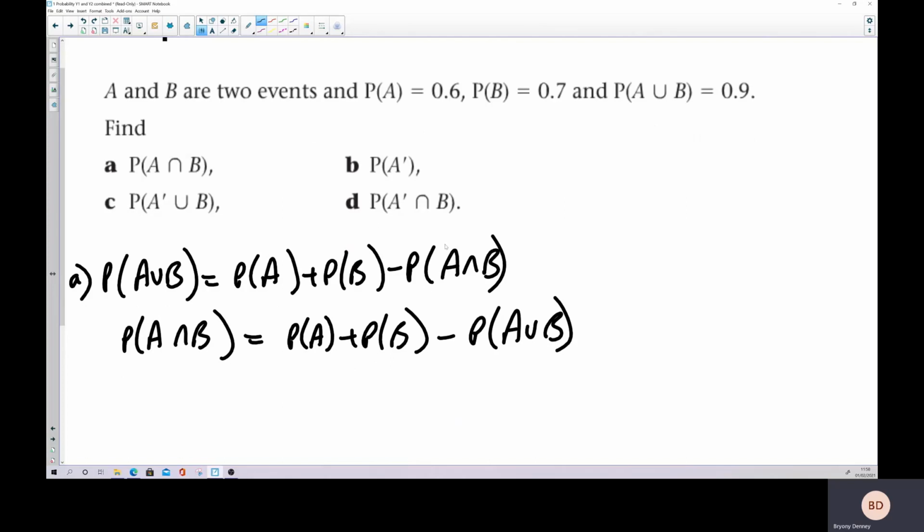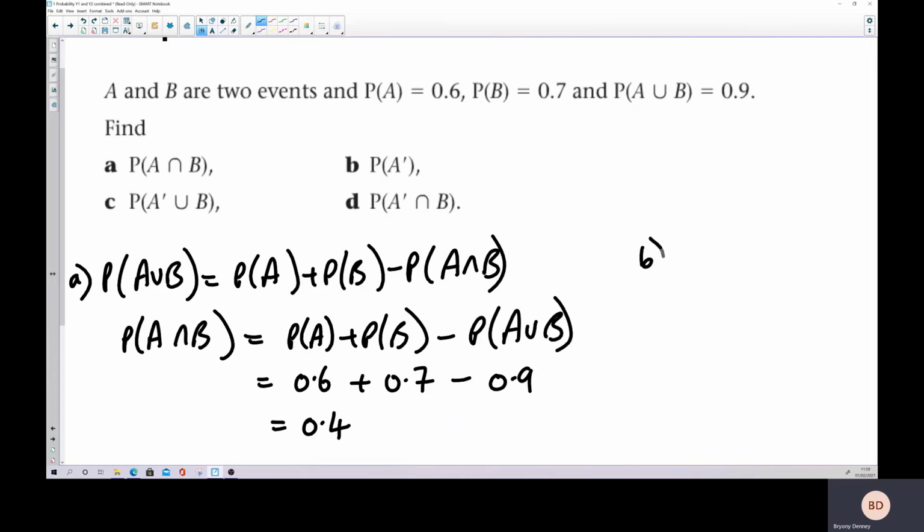Okay, so I've just moved this last term over onto the left-hand side and moved that union term over onto the right. And now we can put in some values, because the probability of A is 0.6, probability of B is 0.7, and the union is 0.9. Okay, easy enough once you know the addition rule.